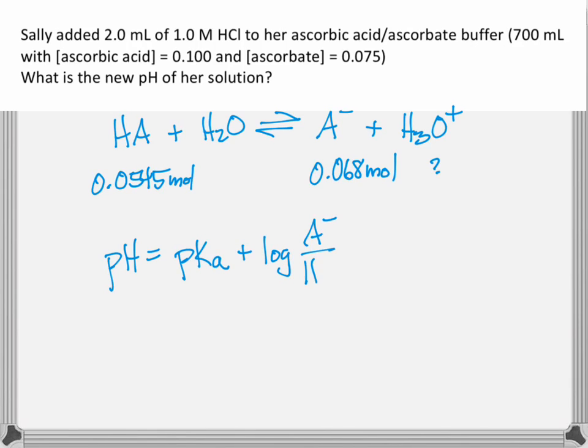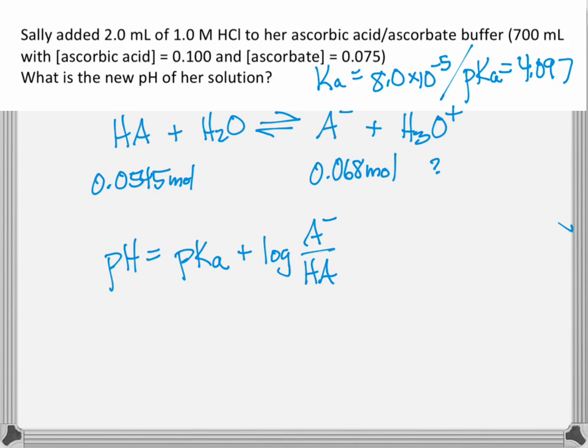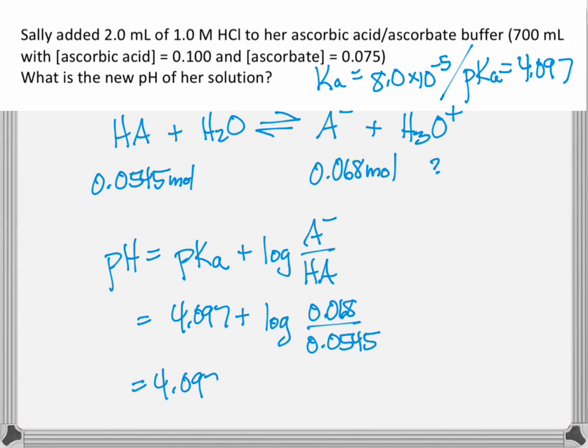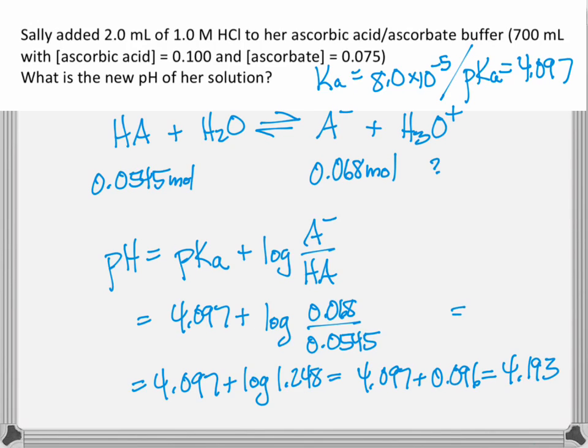Now we'll go ahead and use the Henderson-Hasselbalch equation. We can leave our ascorbic acid and ascorbate in moles instead of converting them into molarity because the volume of ascorbic acid and ascorbate are the same, so their volumes will cancel. So I need to find the pKa for ascorbic acid from its Ka, and then I can do the rest of the math, plugging in the numbers, and that gives me the answer, which is 4.19 for the pH of the ascorbic acid buffer.